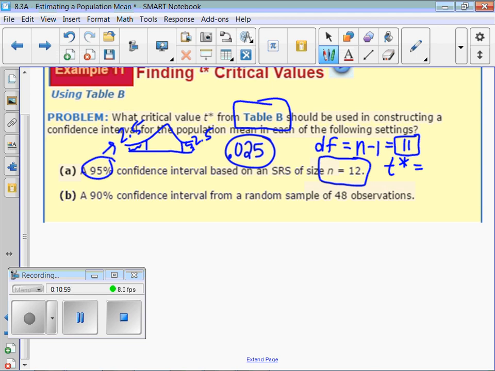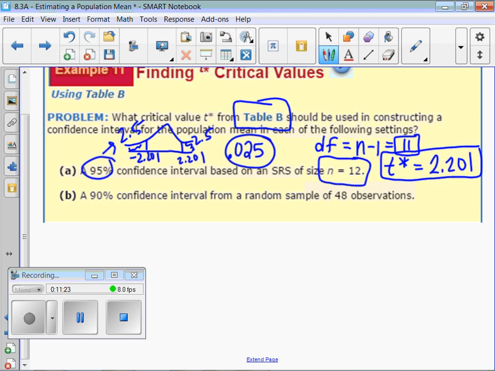And so everybody put your finger on that and see if you get the right one. 11 and 0.025. Did you guys get 2.201? Yep. That is t star. That represents the standard deviations away from 0. So like you have a negative 2.201 and a positive 2.201. Okay.